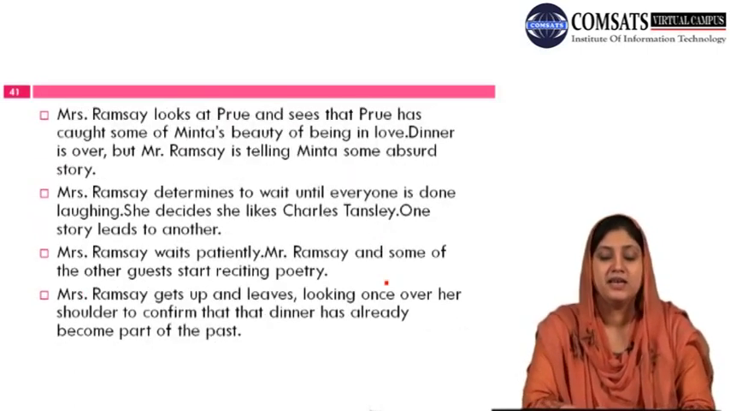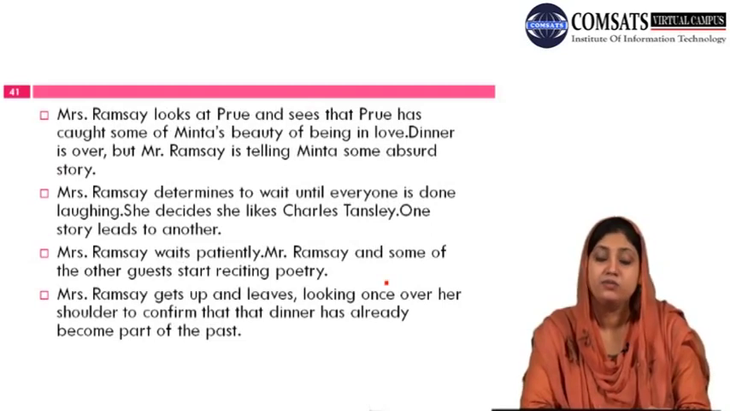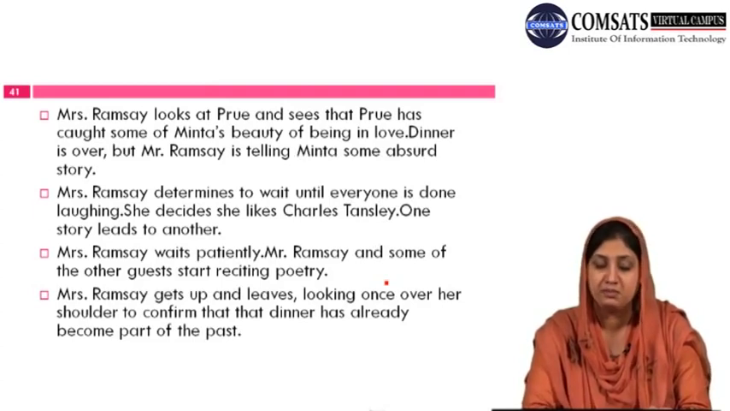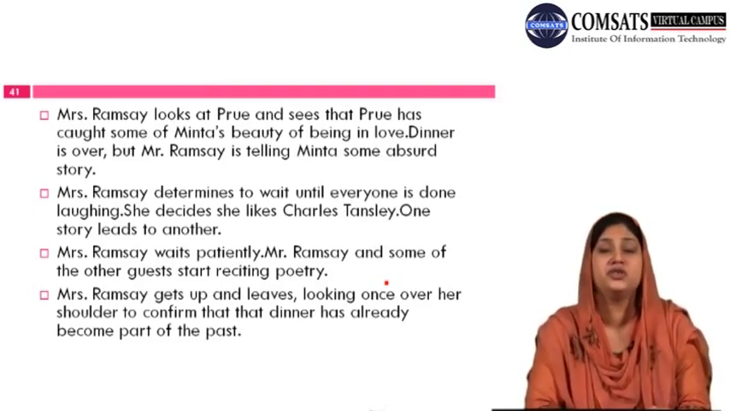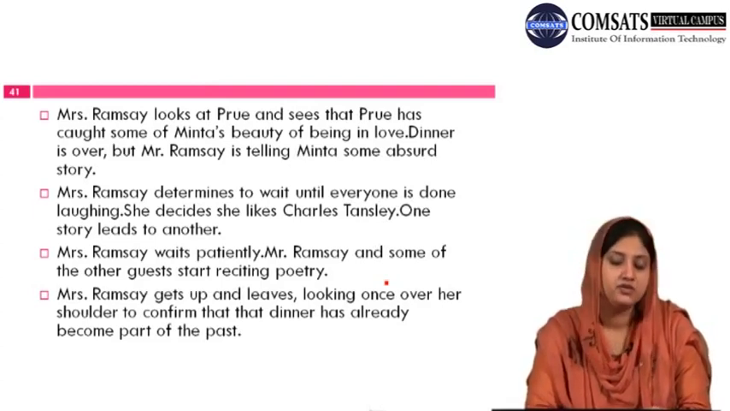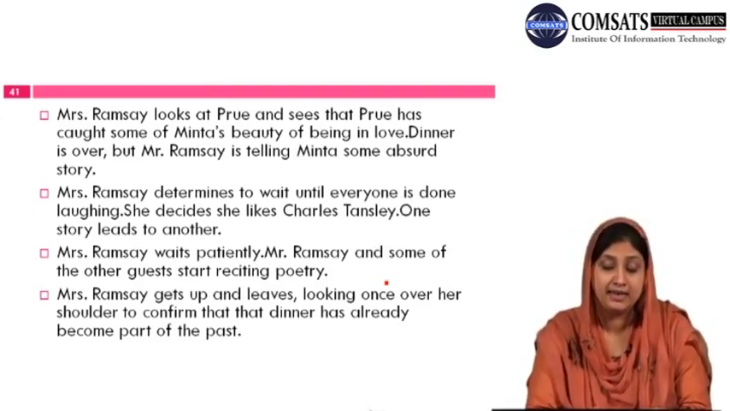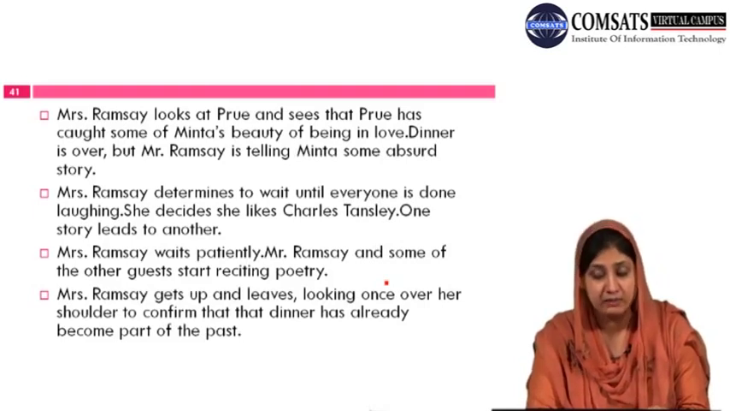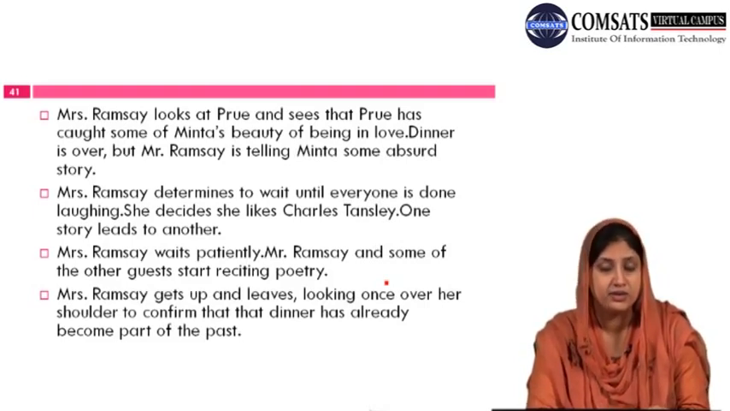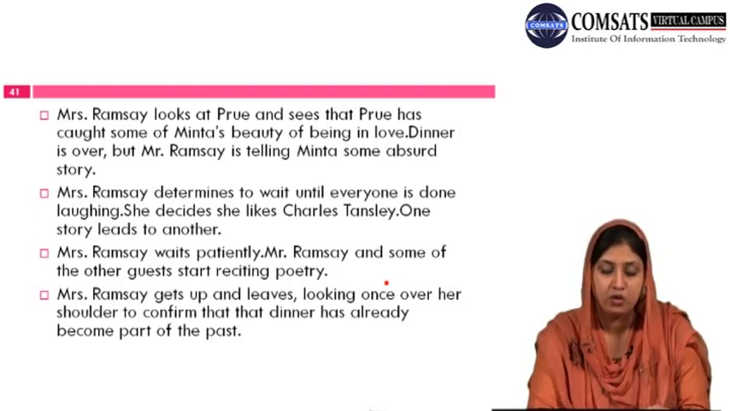And we find Mrs. Ramsey looking at Prue and seeing that Prue has caught some of Minta's beauty of being in love. Dinner is over, but Mr. Ramsey is telling Minta some absurd story that is not finishing. Mrs. Ramsey determines to wait until everyone is done laughing. She decides she likes Charles Tansley. One story leads to another. Mrs. Ramsey waits patiently. Mr. Ramsey and some of the other guests start reciting poetry. Mrs. Ramsey gets up and leaves, looking once over her shoulder to confirm that the dinner has already become part of the past.